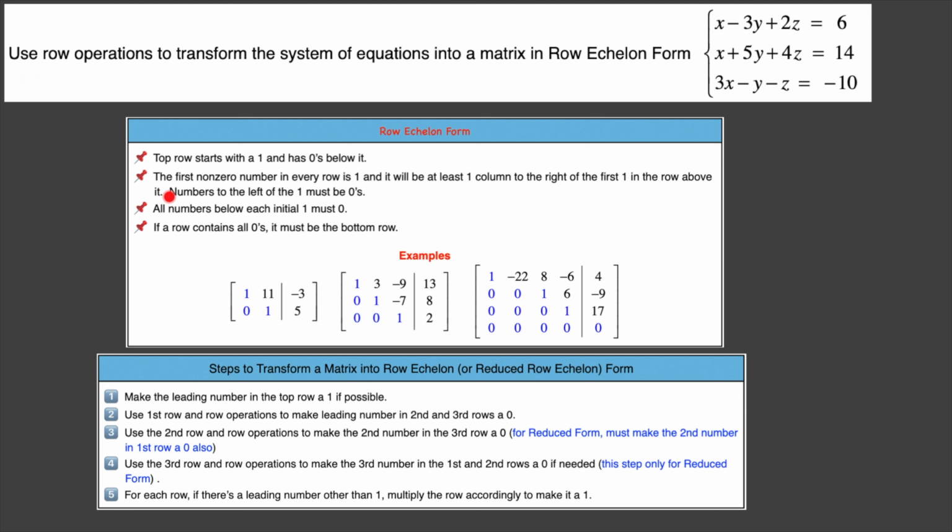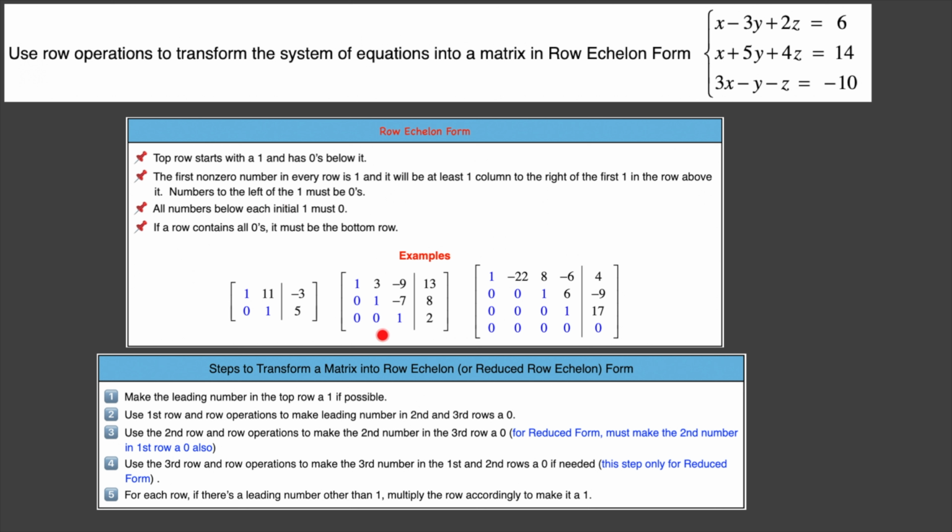So row echelon form, we'll quickly go through the conditions. The top row starts with a 1 and has zeros below it. So this row would have, top row would be 1, but it would not have zeros below it. We'll have to change that. The first non-zero number in every row is 1, and it will be at least one column to the right of the first one in the row above it. Numbers to the left of the 1 must be 0.